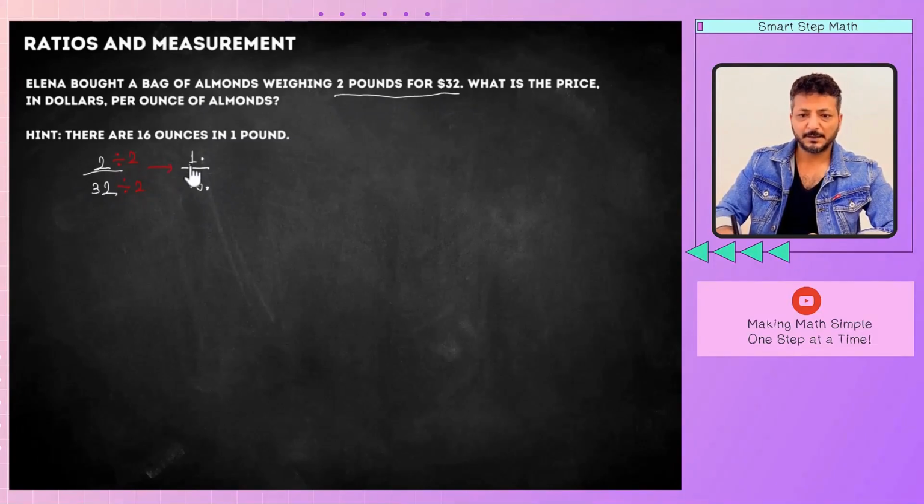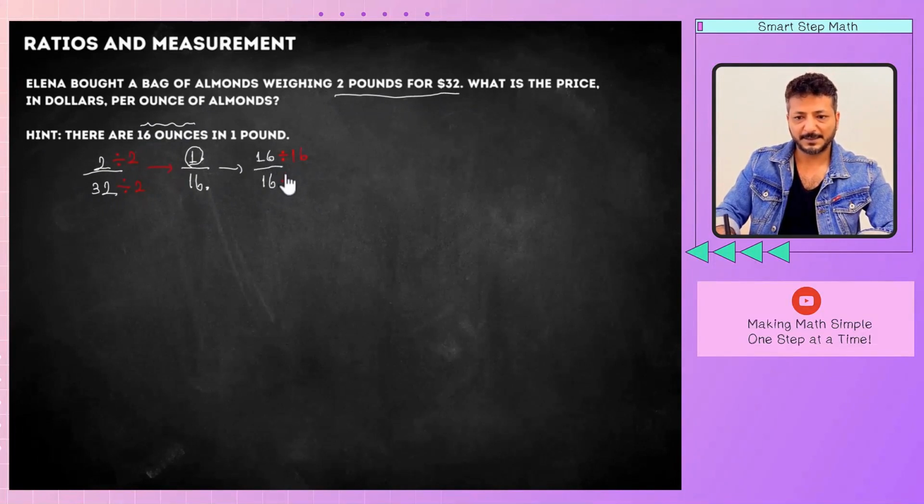What we know is this. 1 pound is actually equal to 16 ounces. So I can substitute 16 ounces for 1 pound. In fact, 16 ounces of almonds cost $16. From here, I see that I can divide both the numerator and the denominator by 16.